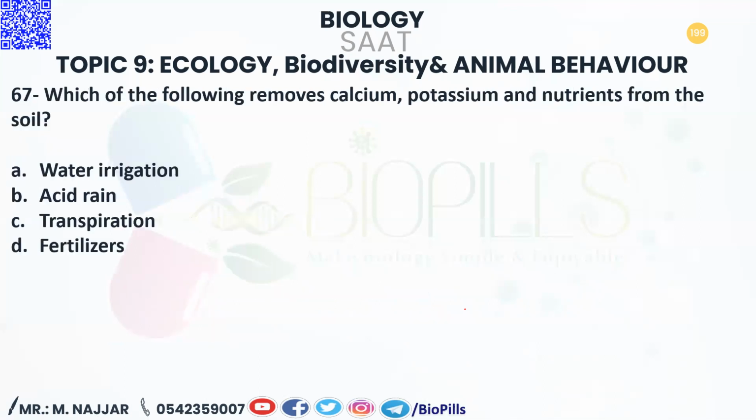Question number 67. Which of the following removes calcium, potassium, and nutrients from the soil? A, water irrigation. B, acid rain. C, transpiration. D, fertilizers. The correct answer here is acid rain. It is actually a little bit detailed, but we do not need to go to that limit. Okay, I will illustrate this.